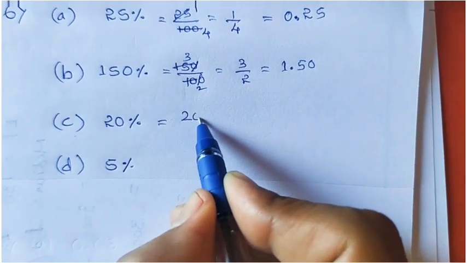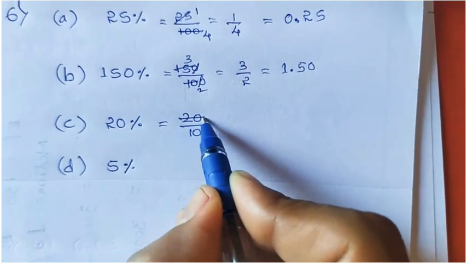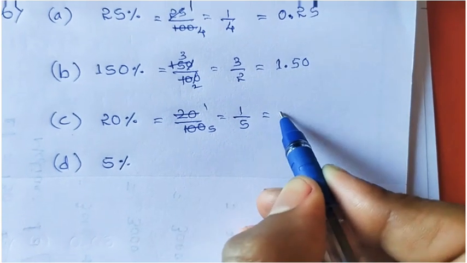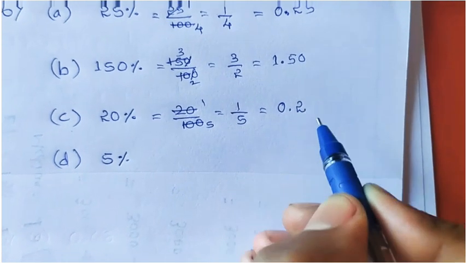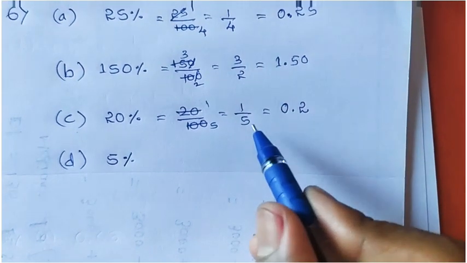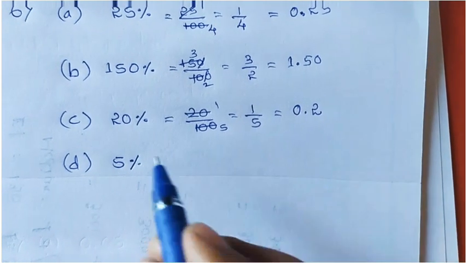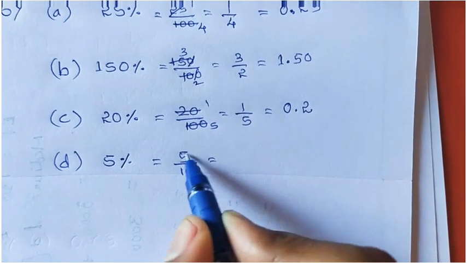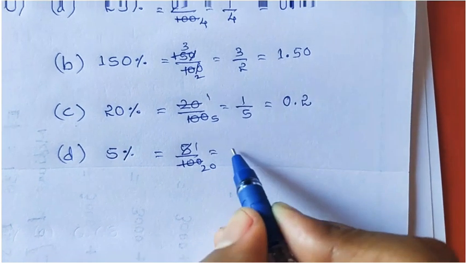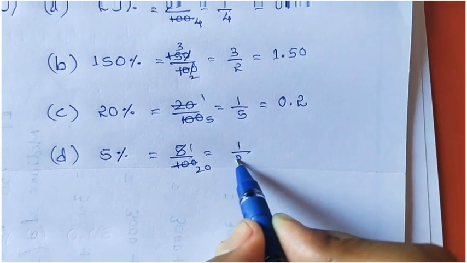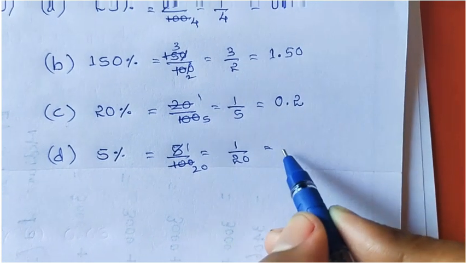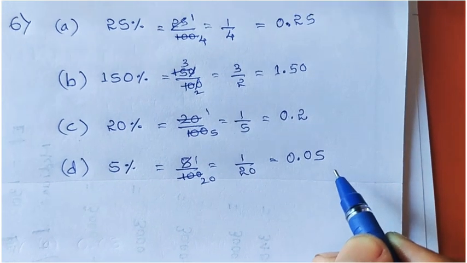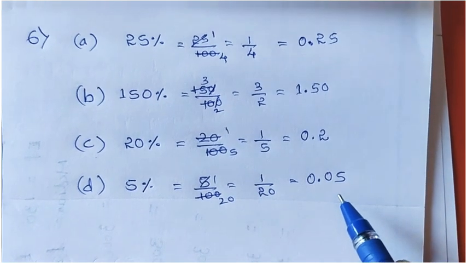20% means again 20 by 100. So 20 ones are 20, 20 fives are 100. So it will be 1 by 5. Or else you can write it as 0.2. So here is the decimal, and here is the fraction. 5% means 5 by 100. Okay, 5 ones are 5, 5 twenties are 100. So here we will get 1 by 20 as the fraction and the decimal will be 0.05. Okay, so this is our final answer.